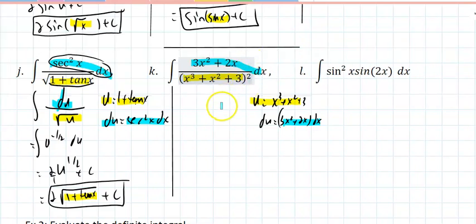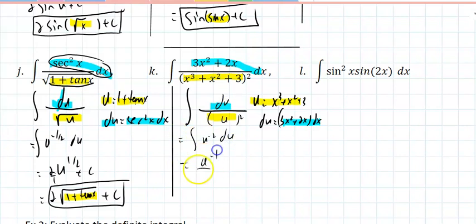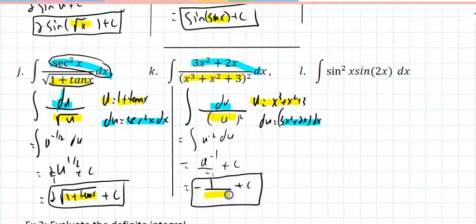You're not there yet. So this becomes the integral of u squared du. That is the integral of u to the negative 2 du. Add 1 to the power, divide by that. So that becomes negative 1 over u, and u happens to be x cubed plus x squared plus 3.